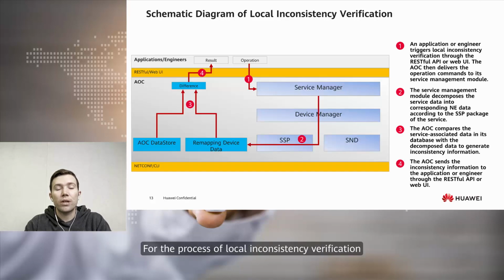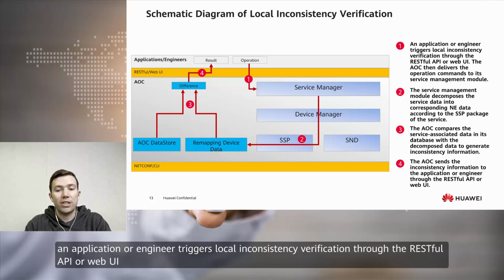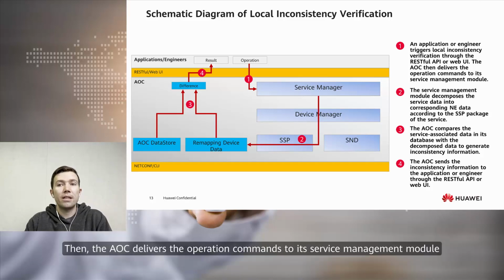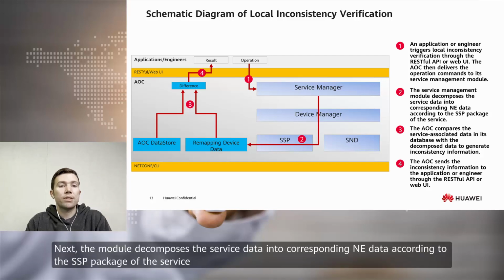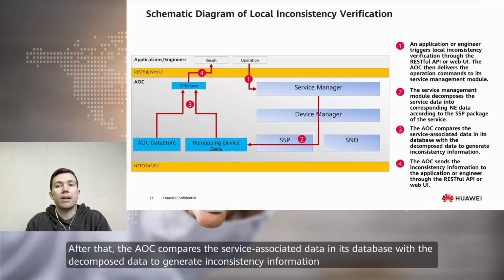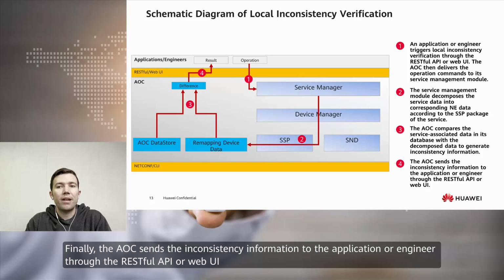For the process of local inconsistency verification, an application or engineer triggers local inconsistency verification through the RESTful API or Web UI. Then the AOC delivers the operation commands to its service management module. Next, the module decomposes the service data into corresponding NCE data according to the SSP package of the service. After that, the AOC compares the service-associated data in its database with the decomposed data to generate inconsistency information. Finally, the AOC sends the inconsistency information to the application or engineer through the RESTful API or Web UI.